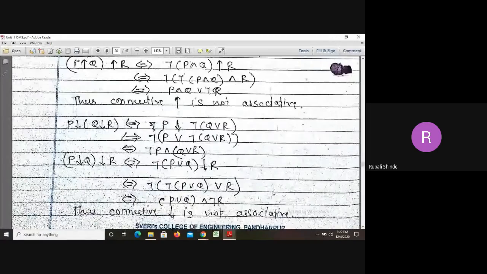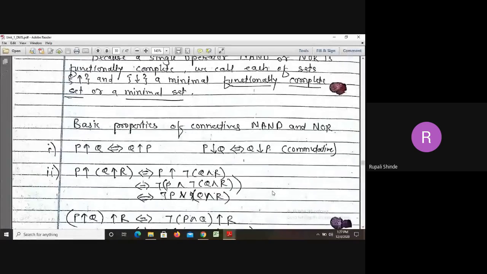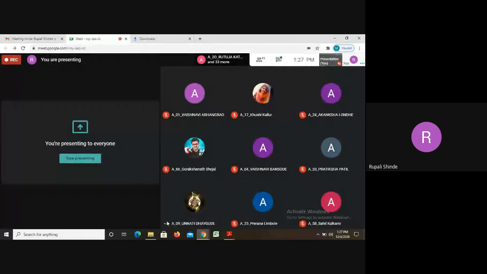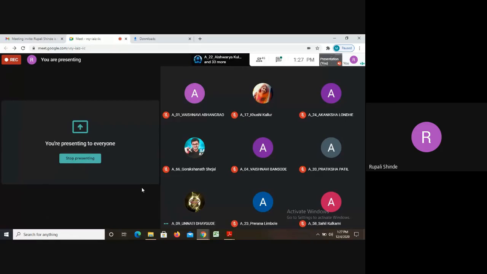So here we have completed revision of unit number 1. So do you have any doubt regarding any point? Is there any point that still you have not yet got?